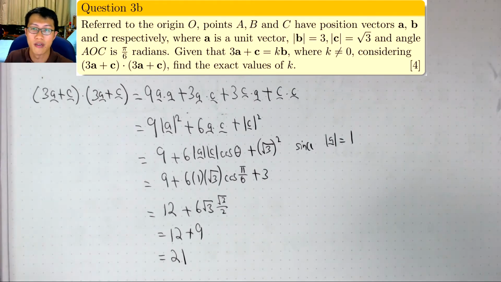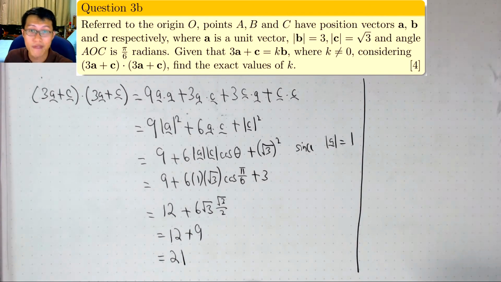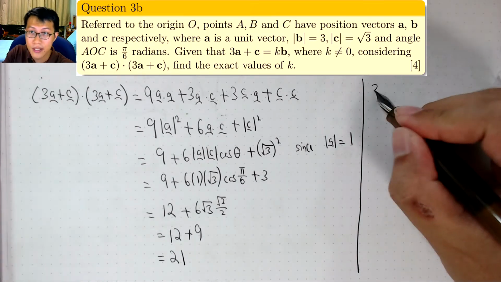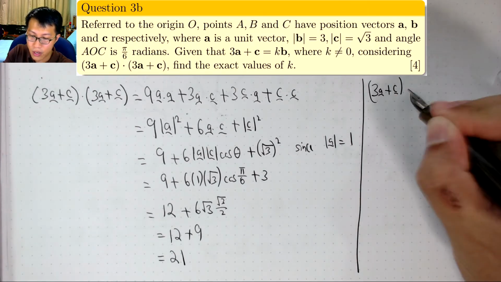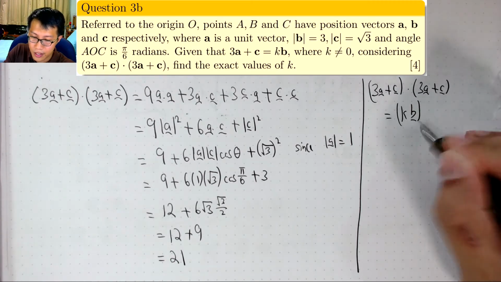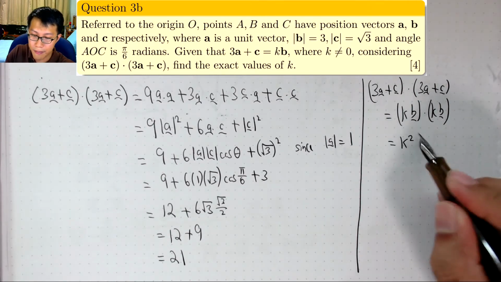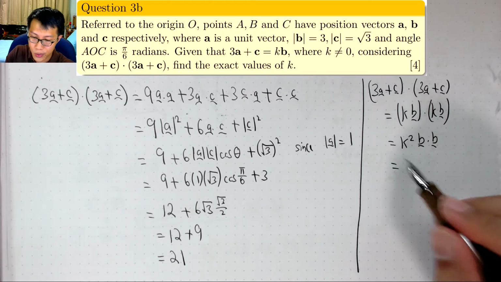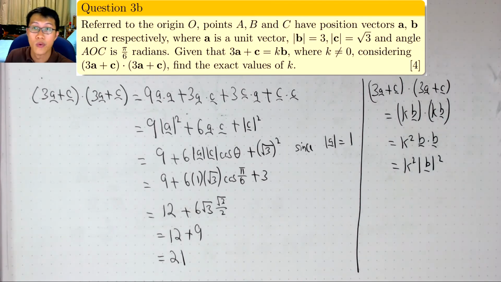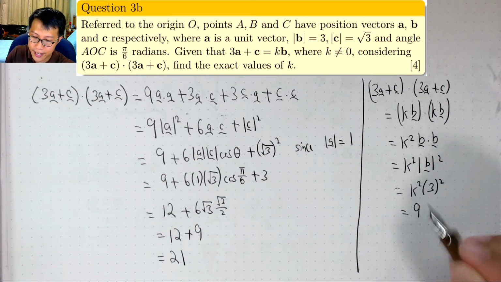However, we haven't found k yet. So how do we next proceed? We will apply the same thing we have done, but now using the fact that 3a plus c is kb. So the same expansion, (3a plus c) dot (3a plus c) is equal to kb dot kb. We can drag the constants out, getting k squared b dot b, which is k squared mod b squared. We're also told the magnitude of b is 3, so we get k squared times 3 squared, which is 9k squared.